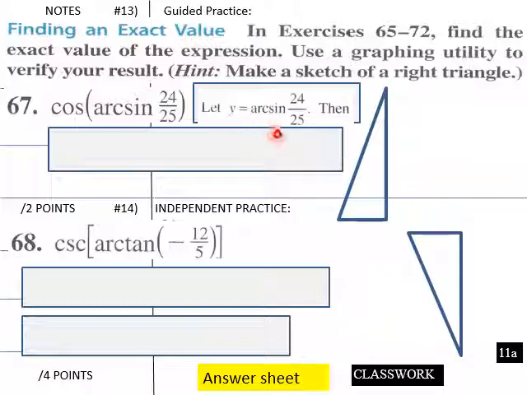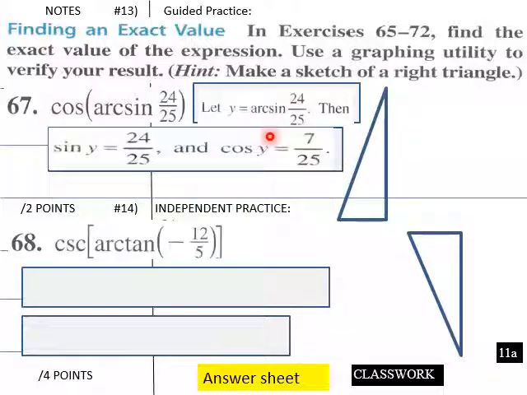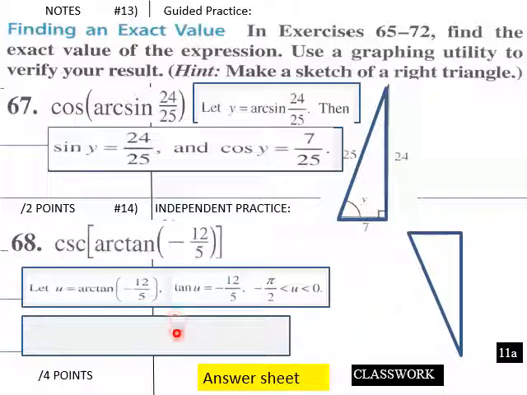So we're going to let y equal arcsine 24 over 25. Then sine y will be 24 over 25, and cosine y would be 7 over 25. You would use this diagram of a triangle that models this situation, where your sine is 24 over 25, and then you find that your adjacent side would be 7. And then down here, let u equal arctan of negative 12 over 5.